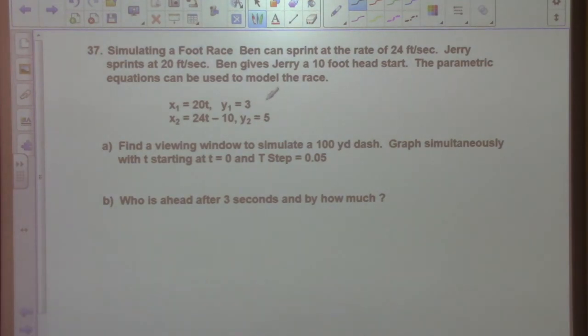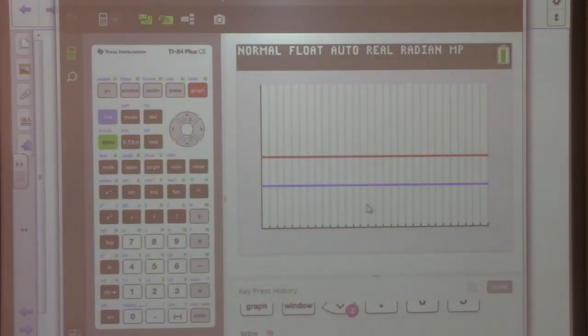Jerry, so this one here is Jerry. So Jerry is the blue one, right? And Ben is here, isn't he? And so now we've graphed simultaneously, haven't we? So here's the graph right here.